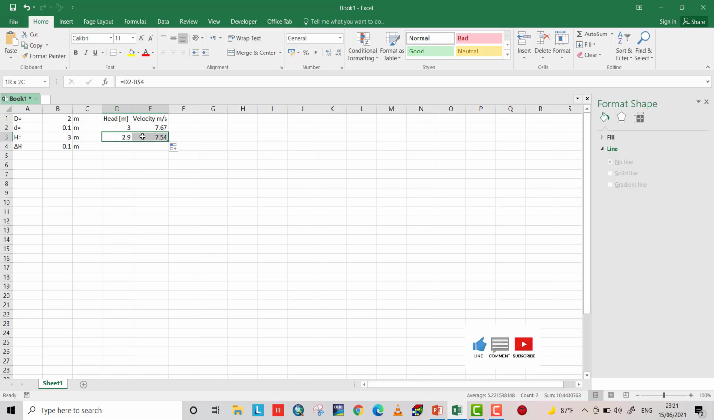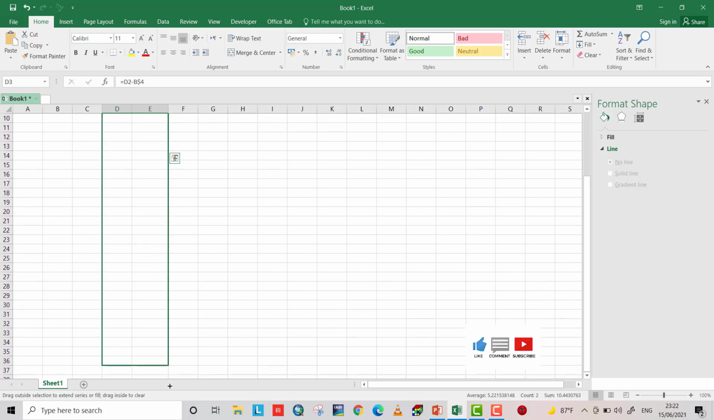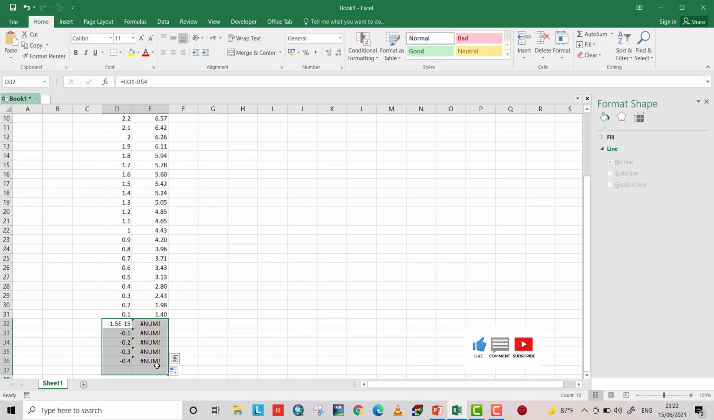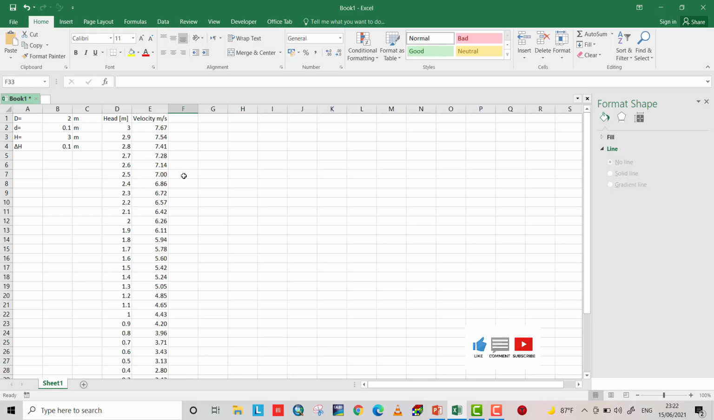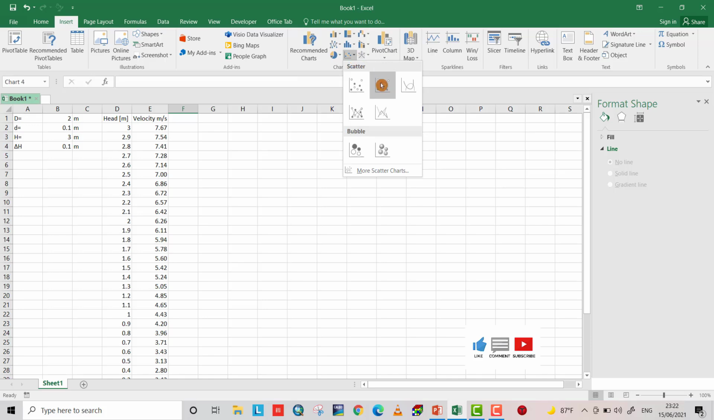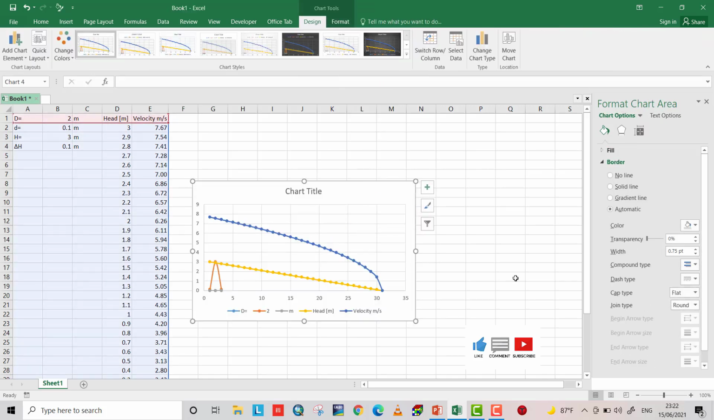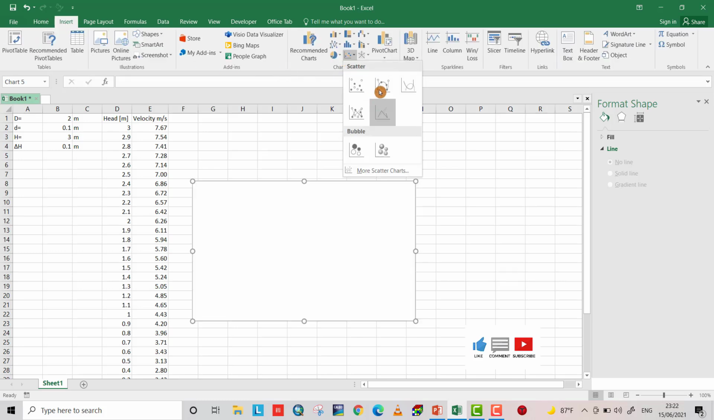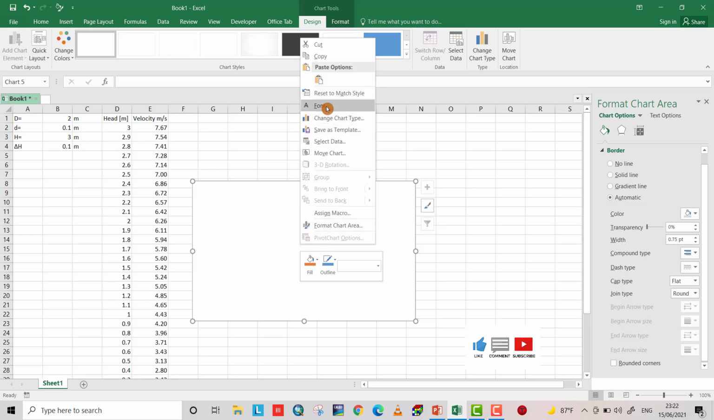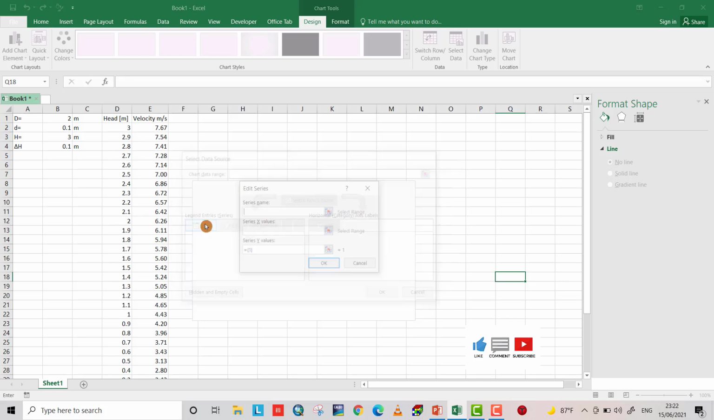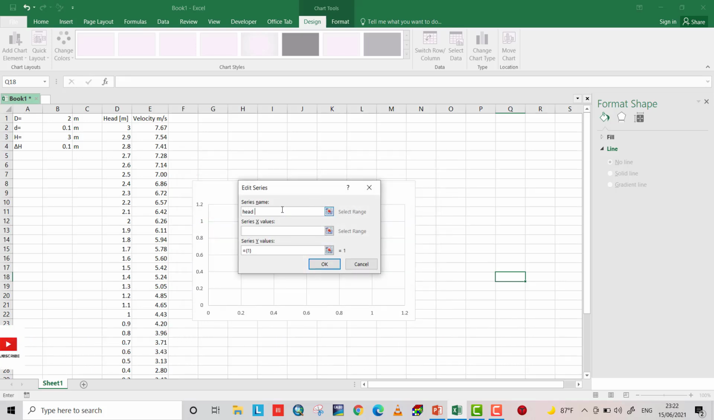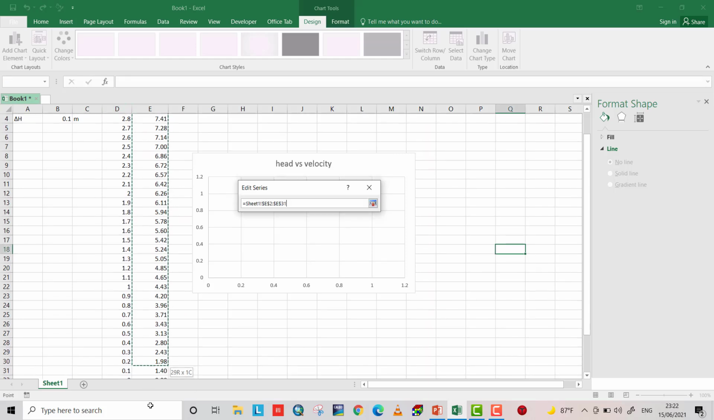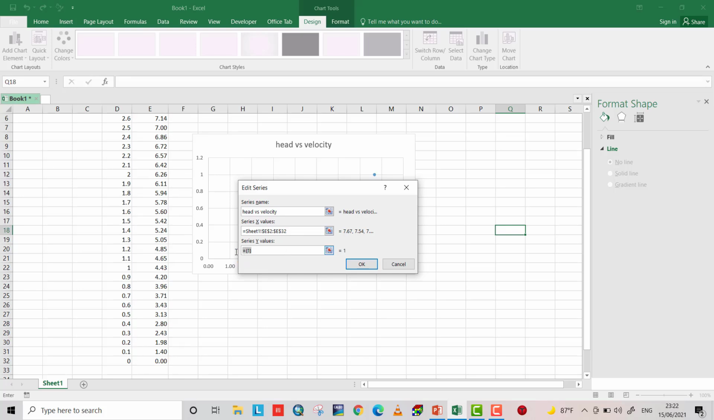Drag it down to 0. That's it, that's the velocity. Let us plot. Insert, plot this one. Select it. Data: head versus velocity. I use velocity as the x-axis and head as the y-axis.